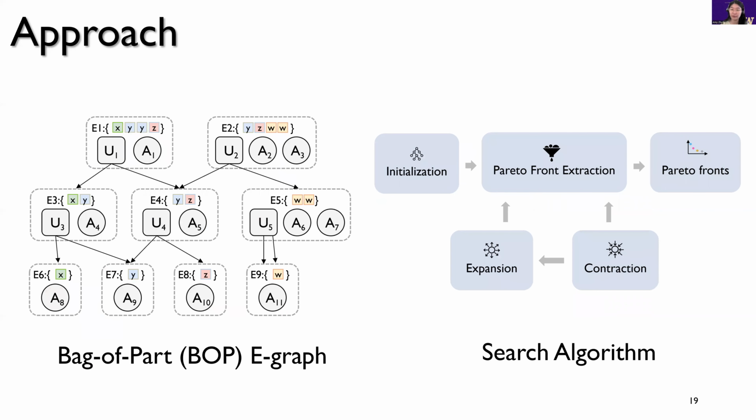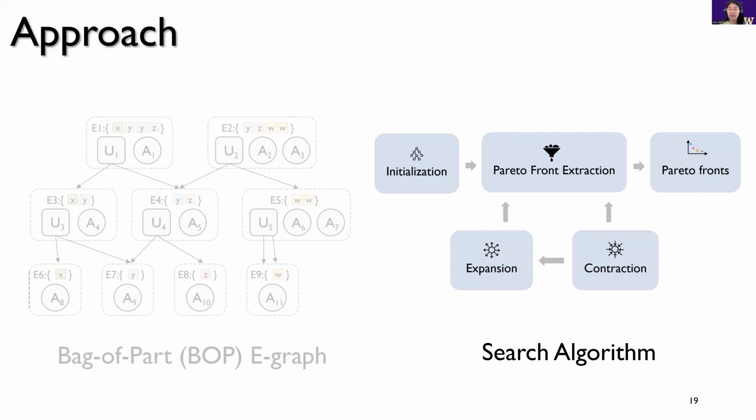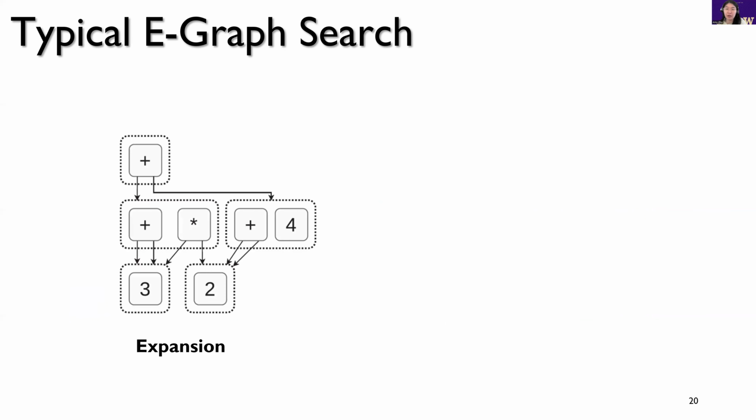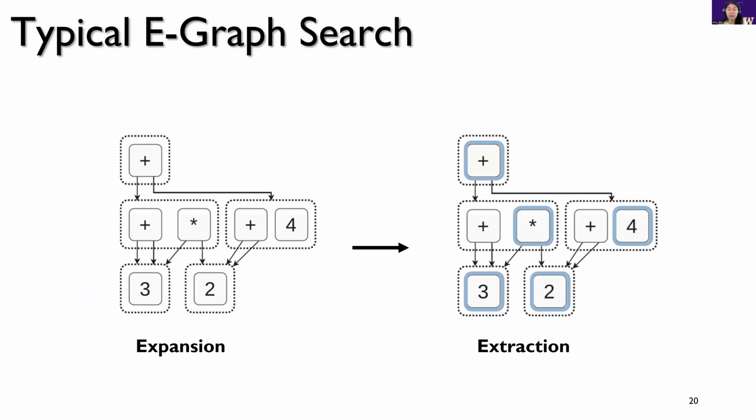Now we have a way to exploit equivalence. We need to figure out how to efficiently explore the E-graph to discover the Pareto frontier of optimal programs. The typical optimization technique for an E-graph has a two-stage approach. First, we construct an E-graph with all possible equivalent programs. We call this expansion. Then we extract the optimal program by minimizing some cost function.